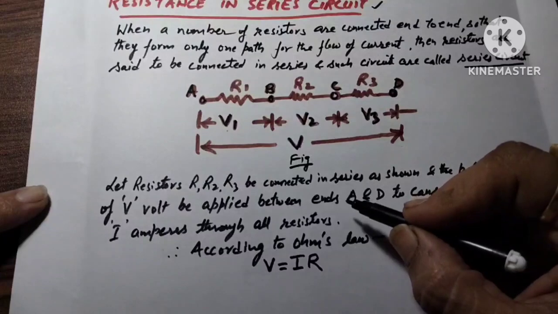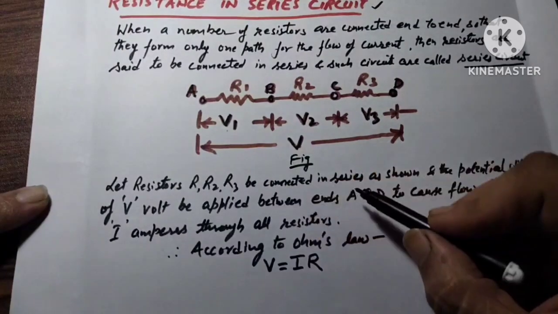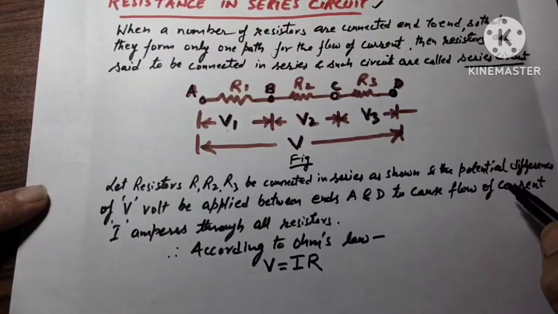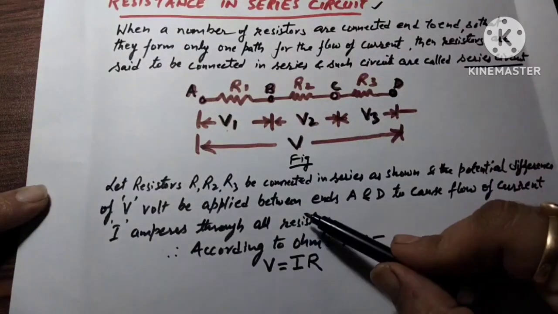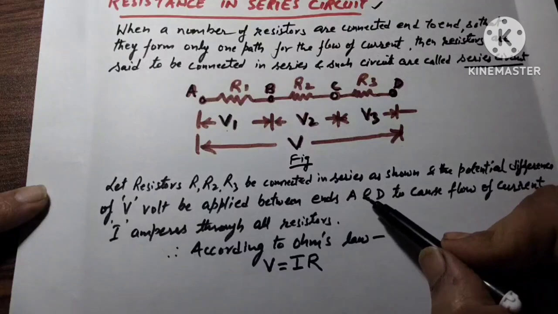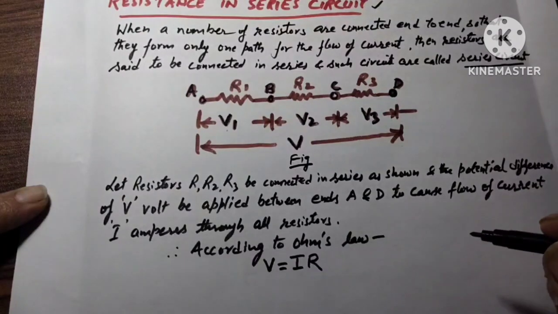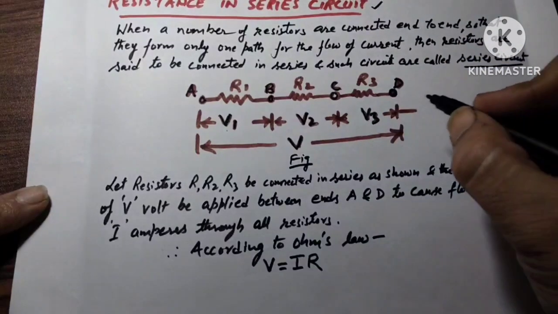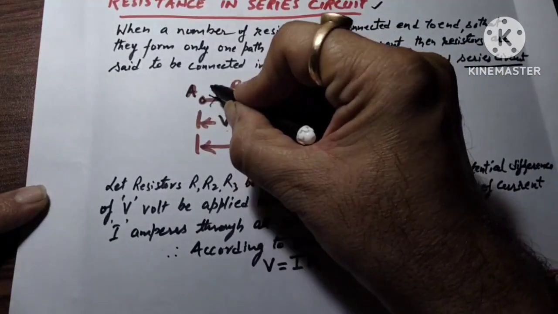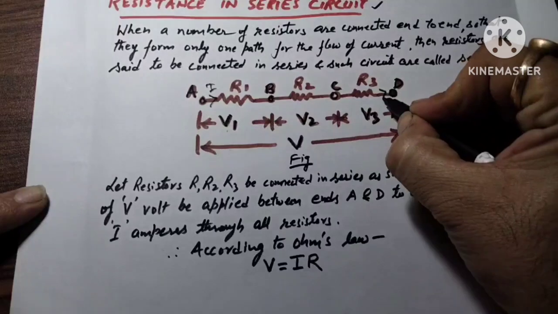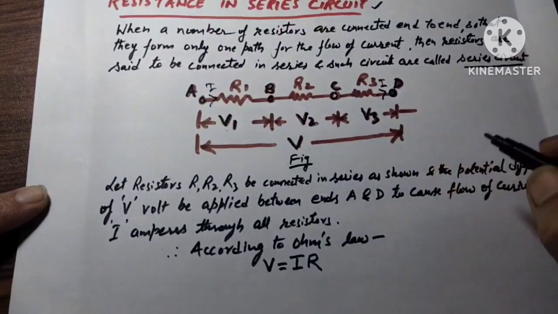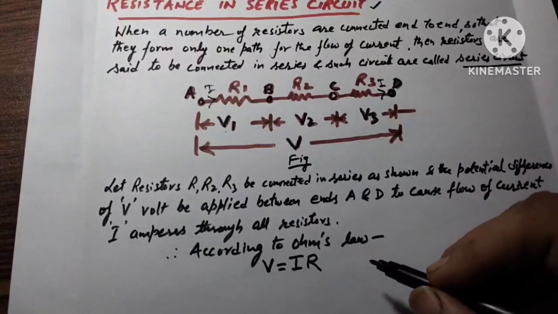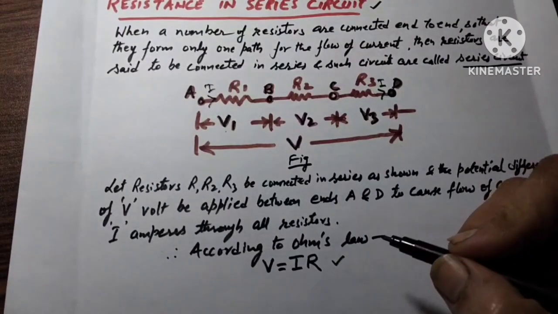Let the resistors R1, R2, R3 be connected in series as shown. So the potential difference of V volt will be applied between ends A and D, to cause the flow of current I amperes through all resistors. So the current I is the same across A to D. As we know, according to Ohm's law, V is equal to IR.